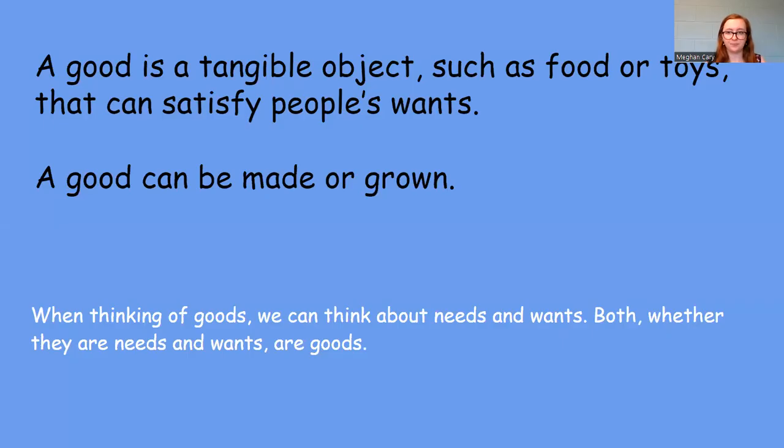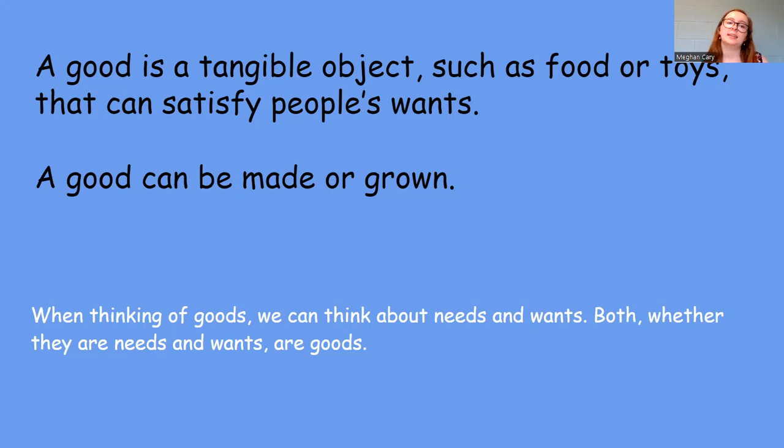All right, so a good is a tangible item or object, and tangible means physical, like you can touch it. For example, my water bottle, this is tangible. I can feel it in my hands. So a good is a tangible object such as food or toys that can satisfy people's wants. Another word for satisfy is, they get what they want. Like if I'm thirsty and I grab my water bottle, I'm satisfied. I got what I wanted. I wanted water and I got it.